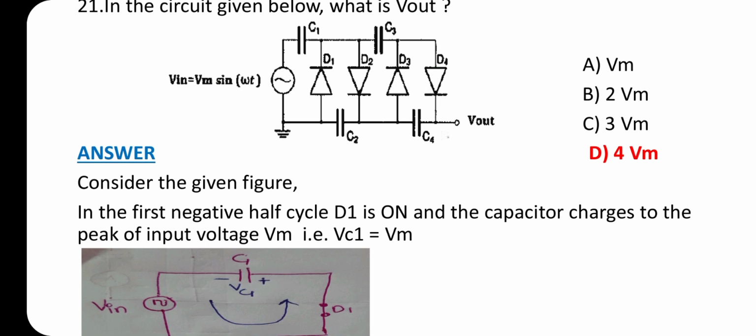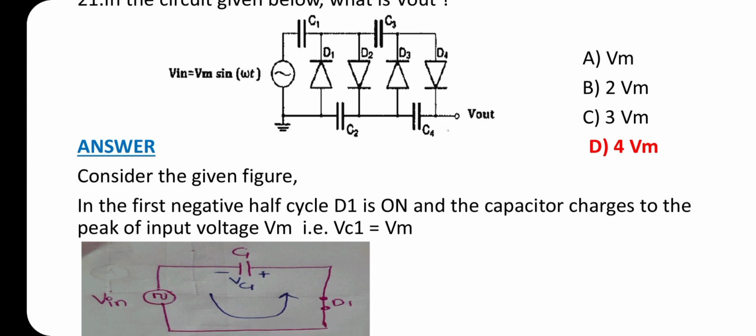Here, in one cycle, the capacitor will charge and in another cycle, it will hold the peak value. When we cascade the same configuration, we get a multiplier. The voltage multiplier converts AC to DC. The given circuit is a voltage quadrupler.